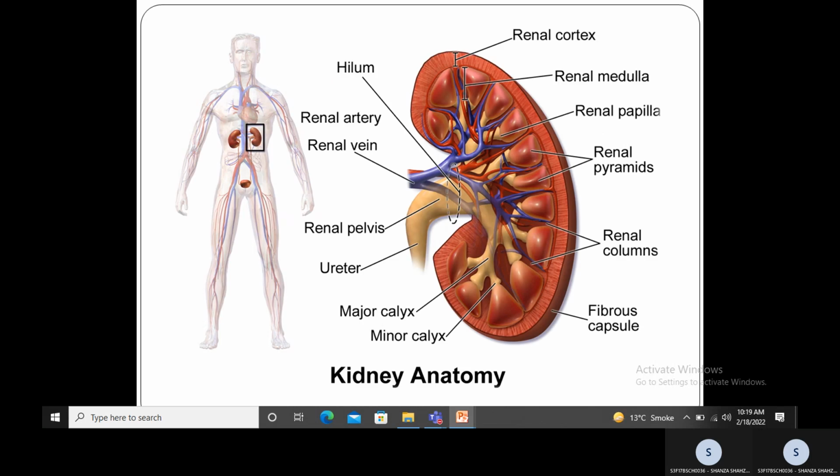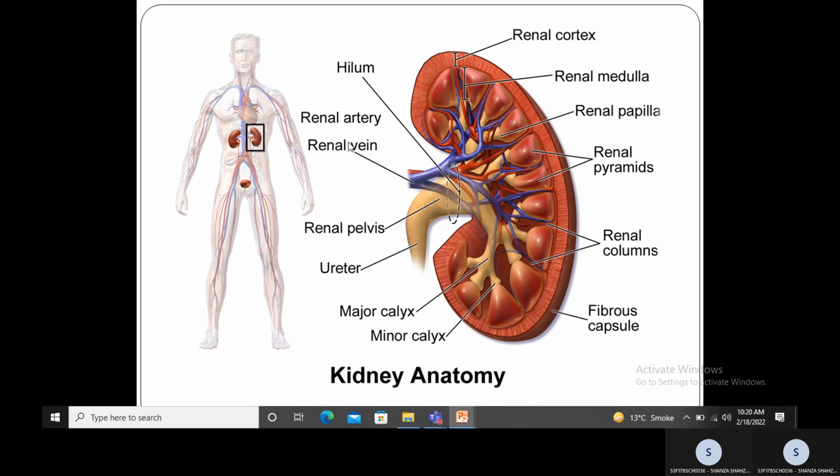In the next slide, I'm discussing the anatomy of the kidney. Now I'm moving my cursor to explain the kidney anatomy. First, my cursor is on the hilum. The hilum is a depression point where all blood vessels enter the organ. Below the hilum, the renal arteries are present. Renal arteries are the large blood vessels that carry blood from your heart to your kidney. Below the renal arteries, the renal veins are present. These are the main blood vessels that carry blood from the kidney to the heart.